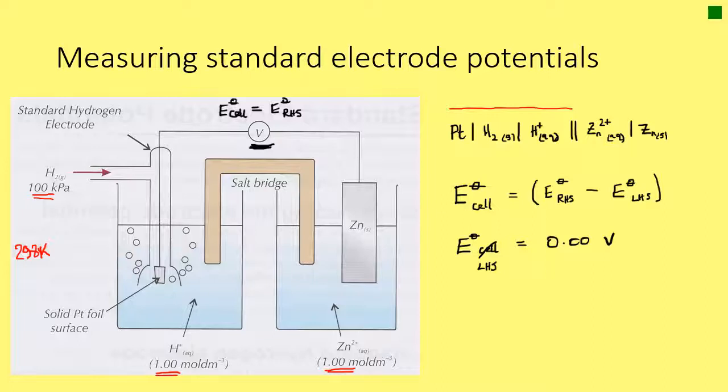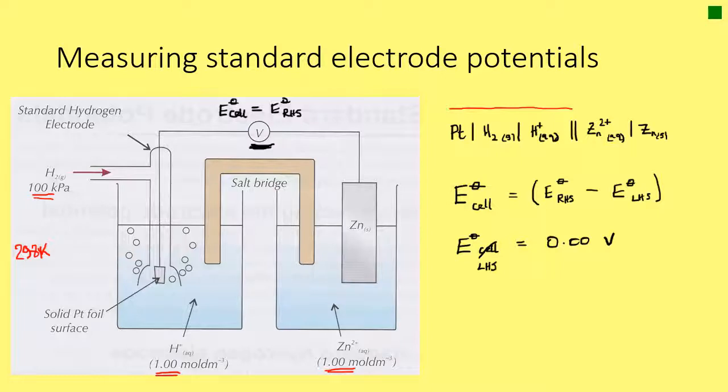Okay, so let's connect a zinc half cell to a standard hydrogen electrode. You'll recognize on the left-hand side of this diagram the standard hydrogen electrode from the previous slide. And on the right-hand side is the zinc half cell that you'll recognize from the zinc copper electrolytic cell that we did.